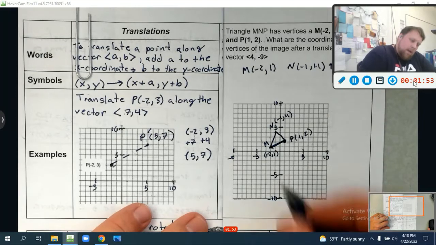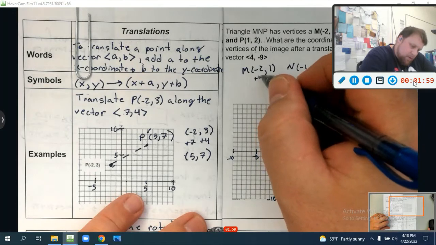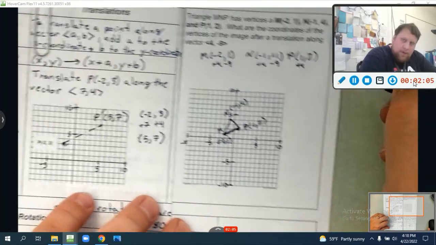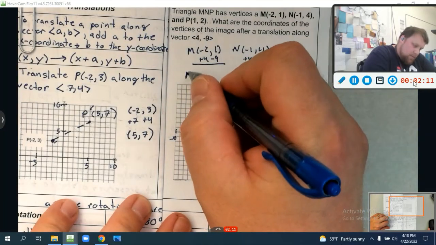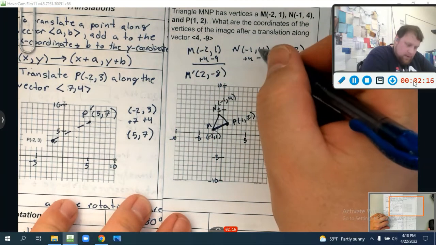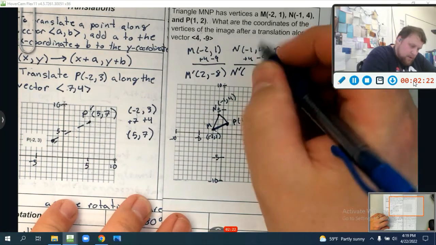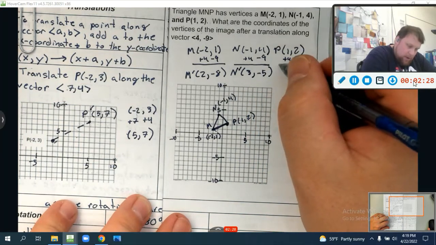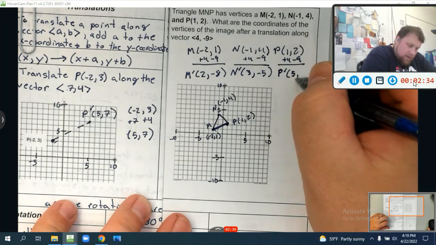Okay. And what does it tell me we're going to do? We're going to do it along a vector of (4, -9). So that means plus 4, minus 9, for each point. And we come down to M prime, which is going to be (2, -8). N prime, which is (3, -5). And P prime, which is going to be (5, -7).